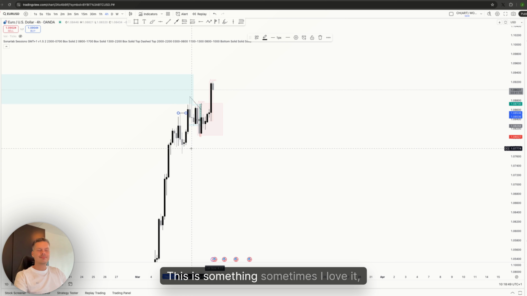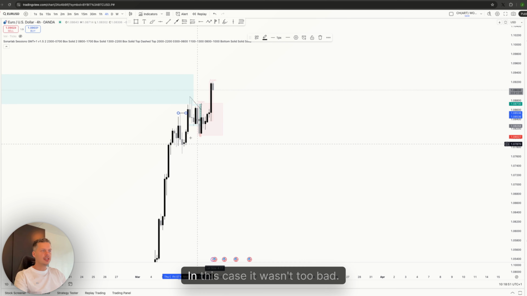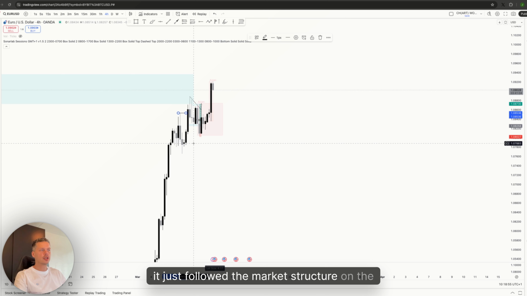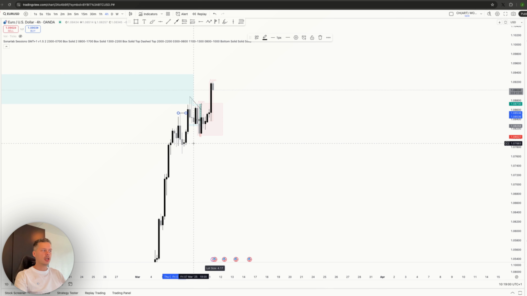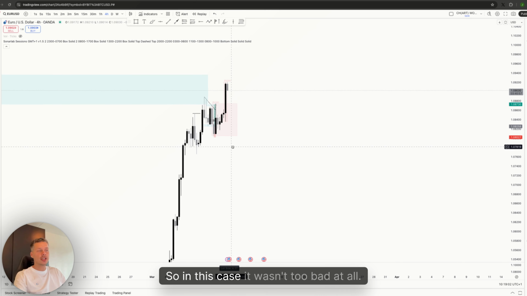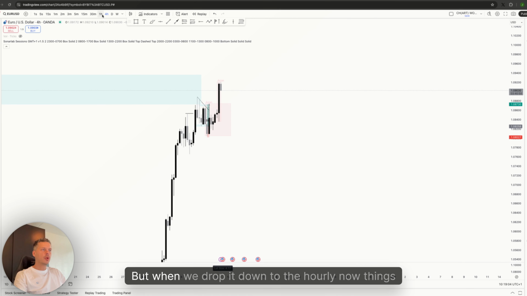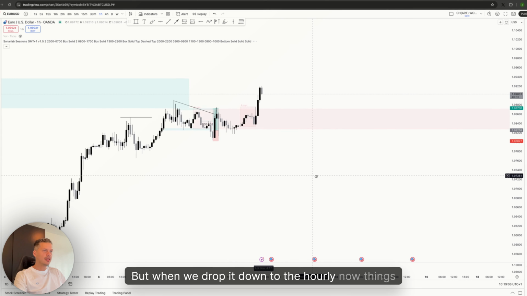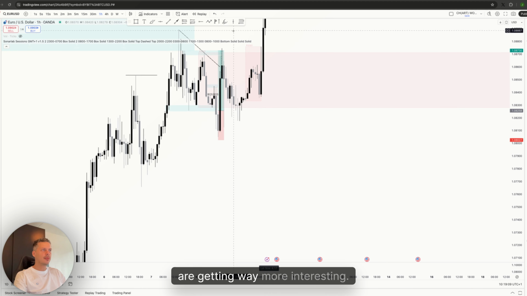This is something, sometimes I love it, sometimes I don't. In this case, it wasn't too bad. It just followed the market structure on the higher time frame, which holds some stronger significance to market structure. So in this case, it wasn't too bad at all. But when we drop it down to the hourly, now things are getting way more interesting.